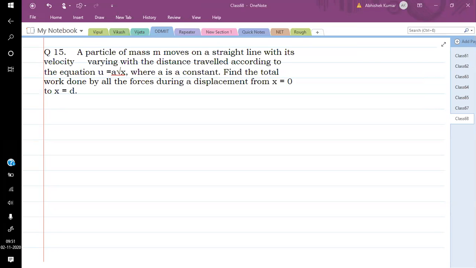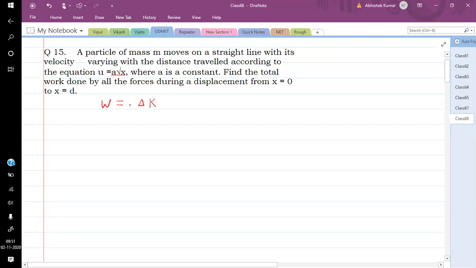Okay, so this question applies the work-energy theorem. So we have to find the work. Work can be written as the total change of kinetic energy. The total work can be written as the change of kinetic energy.